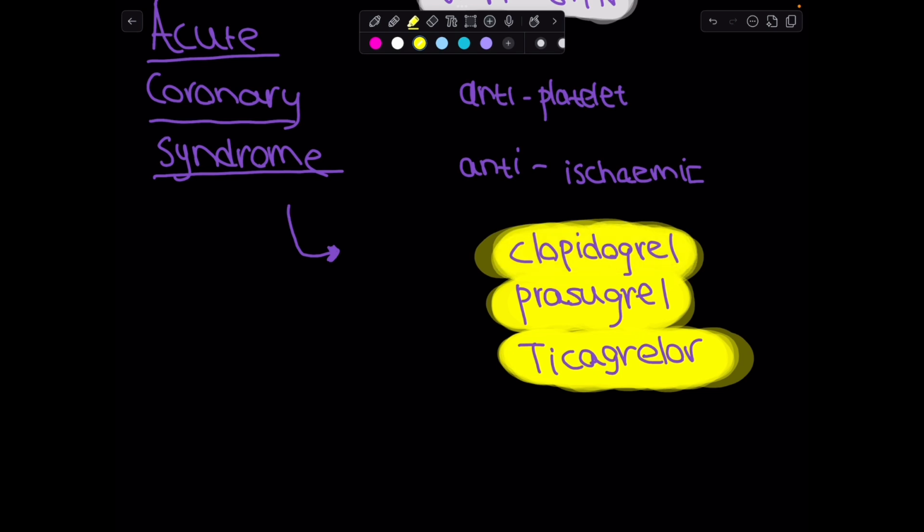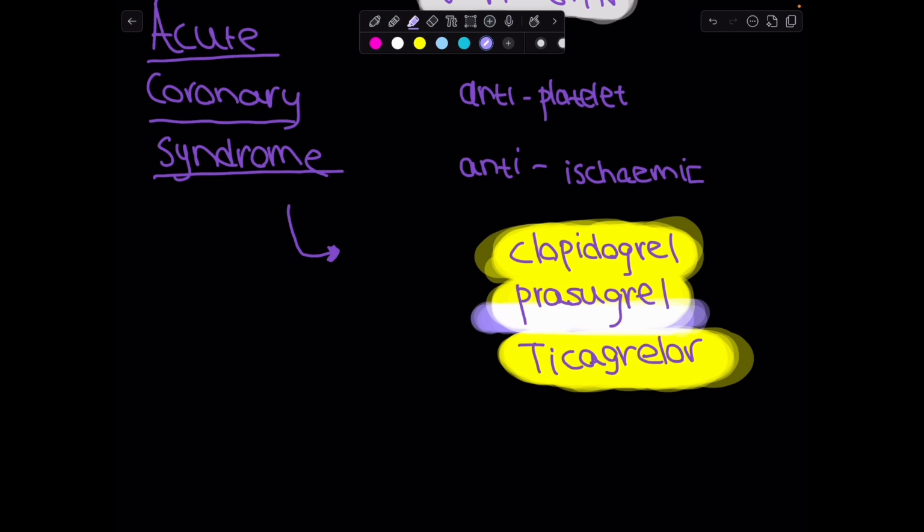Prasugrel, clopidogrel, and ticagrelor are P2Y12 inhibitor antiplatelet drugs used in acute coronary syndromes, ACS, to prevent thrombus formation, but they differ in potency, speed, and risks. Prasugrel, a thienopyridine, irreversibly blocks the P2Y12 receptor, acting faster and more potently than clopidogrel, reducing stent thrombosis in STEMI or NSTEMI post-PCI, but its higher bleeding risk limits use in elderly or low-weight patients.